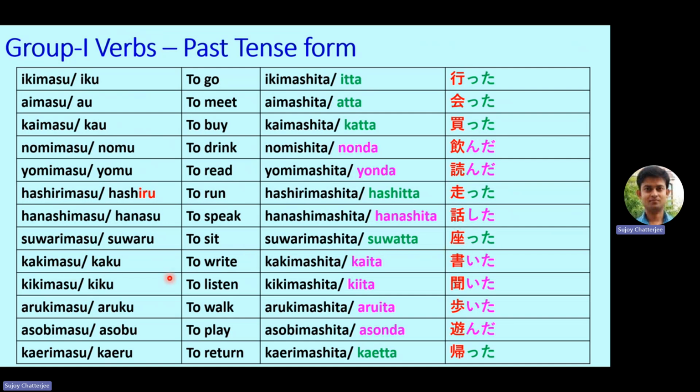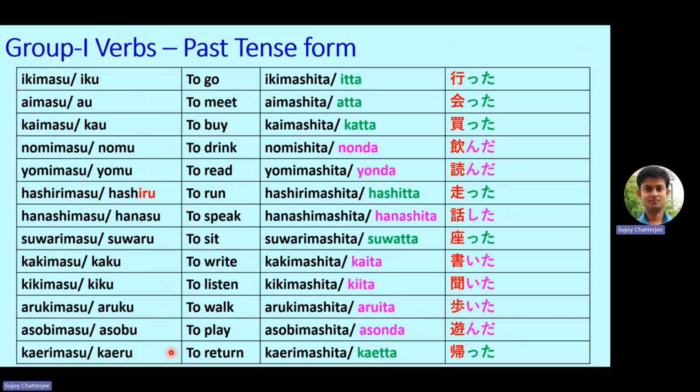Then we have kakimasu, to write, kakimashita, and kaita. So we don't write kakita, it is kaita. So it is just ita. So ka is for this one, and this is the ita. Kikimasu, kiku, to listen, kikimashita, it is again kiita. So this is ki and this is ita. Aruku, aruita, similarly, which means to walk. Asobu, to play, asobimashita. And now this again follows the same as nonda, yonda. So this is asonda, which means to play.